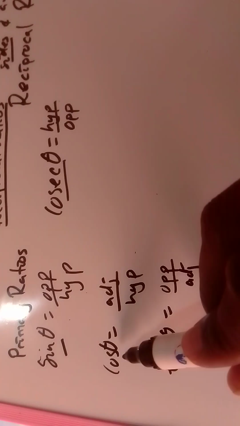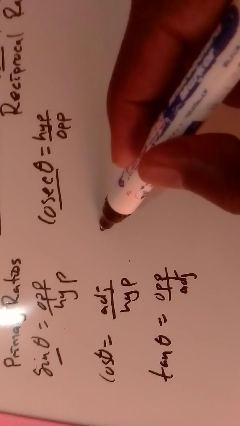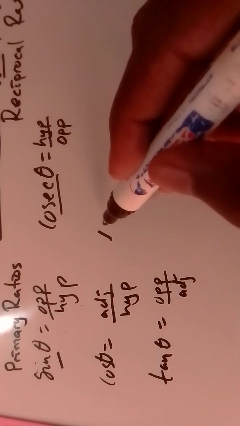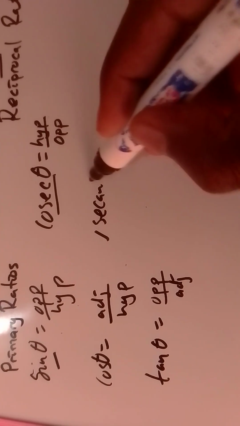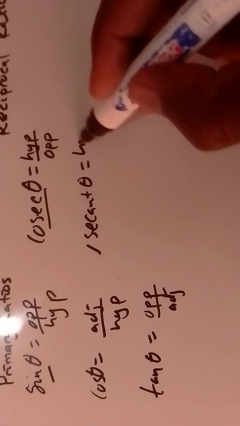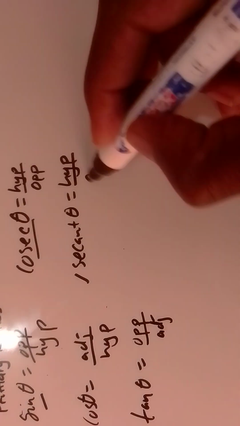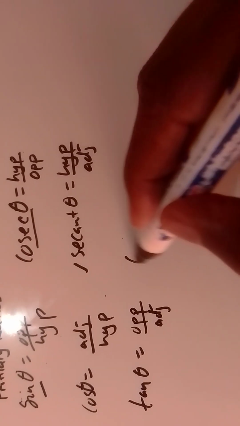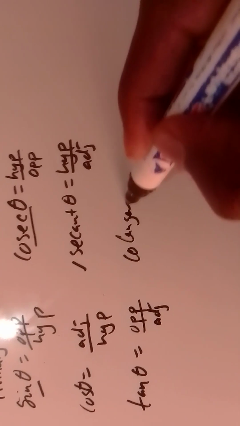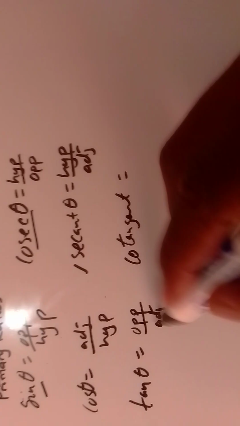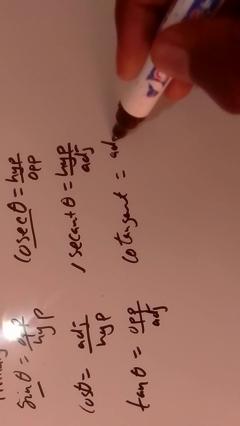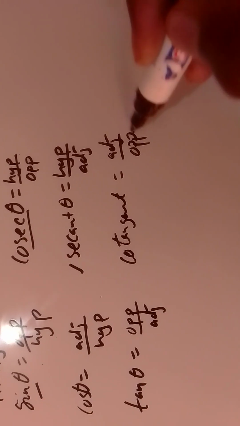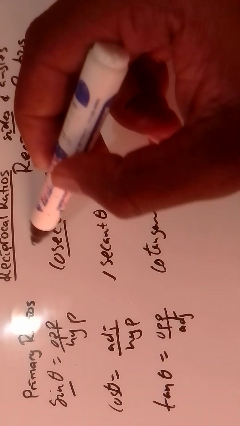And then the opposite of cos theta is called secant theta, which is equal to hypotenuse over adjacent. And when we go to tan theta, we now say cotangent is equal to adjacent over opposite. This is how it looks when the reciprocal ratios are sides.